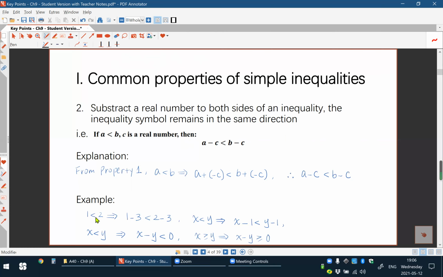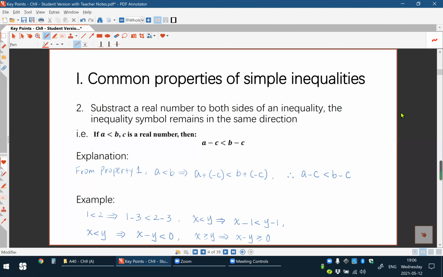Okay, so for example, 1 is smaller than 2. That means if you subtract 3 from both sides of the inequality, 1 minus 3 is smaller than 2 minus 3, right? Or if x is smaller than y, we know that x minus 1 is smaller than y minus 1. Or if x is smaller than y, we know that x minus y is smaller than 0. Or if x is greater than or equal to y, we know that x minus y is greater than or equal to 0. Okay? Any questions regarding the second property?